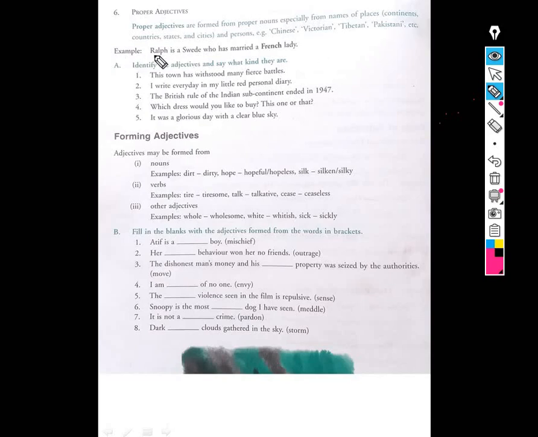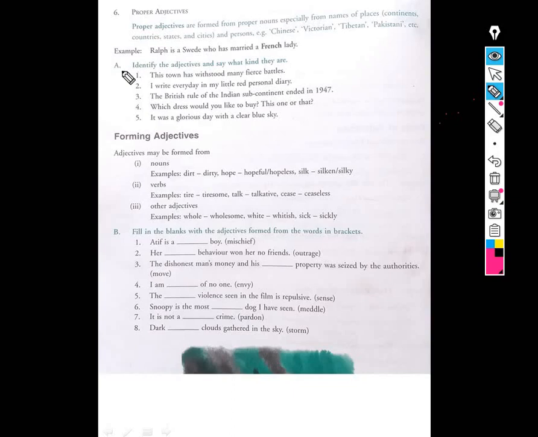Example, Rolf. Rolf is the name of a person. Rolf is a Swede. Swede is a proper adjective from Sweden. Sweden is the name of a country. The person who belongs to Sweden is called a Swede. Rolf is a Swede who has married a French lady. French is a proper adjective from France. The lady who is from France, that is why French lady.